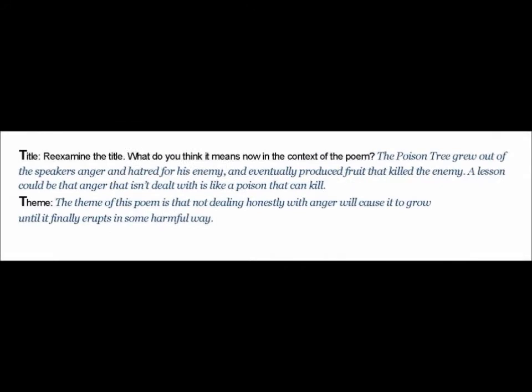I believe that the title probably means that a poison tree grew out of the speaker's anger and hatred for his enemy, and it eventually produced fruit that killed the enemy. I think that a lesson could be that anger that isn't dealt with is like a poison that can kill. So if I was going to write the theme in one sentence, I would write, the theme of this poem is that not dealing honestly with anger will cause it to grow until it finally erupts in some harmful way. You write down your answers now.